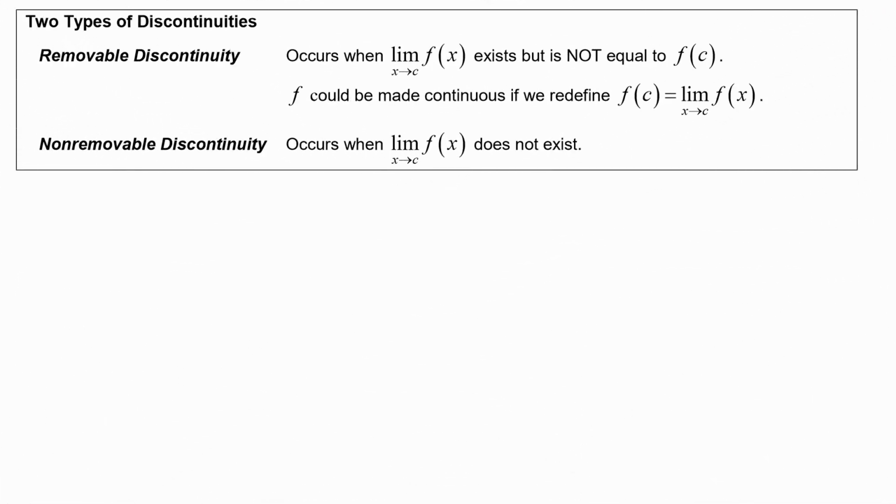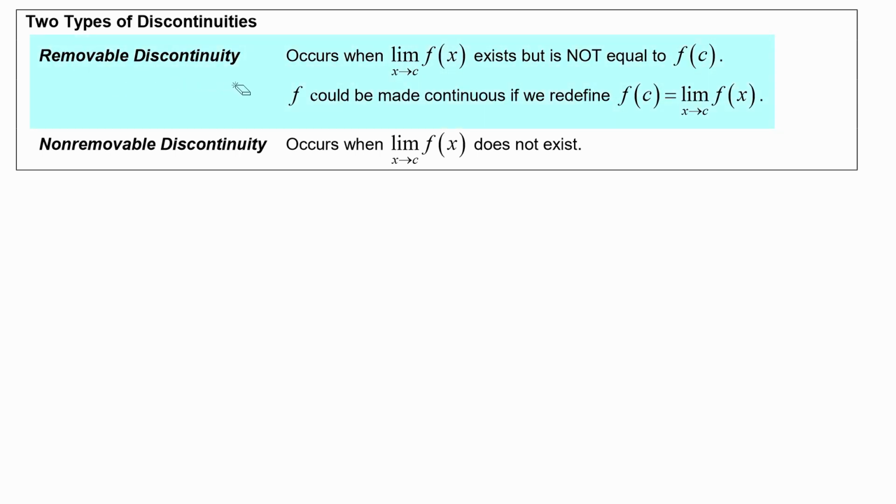Now that we've learned how to prove that f is continuous at a point, we want to learn what to do if it's not continuous at that point, meaning that it has a discontinuity. There are two types of discontinuities.